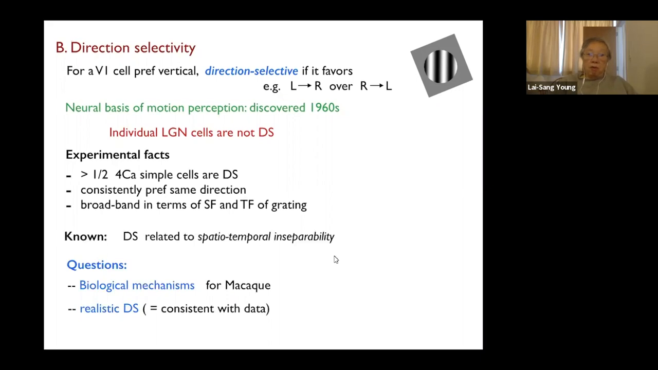Over the years, people have tried to explain this, and they have pointed to the idea of spatial temporal inseparability. It's a little bit vague, and I will come back to this. But the main thing is that no biological mechanisms for the macaque have been proposed up until now to produce this spatial temporal inseparability. This is what I'm after: the biological mechanisms that could give rise to the spatial temporal inseparability, which would in turn give rise to direction selectivity. And I also want to do it in a realistic way, meaning that it's consistent with this kind of data.